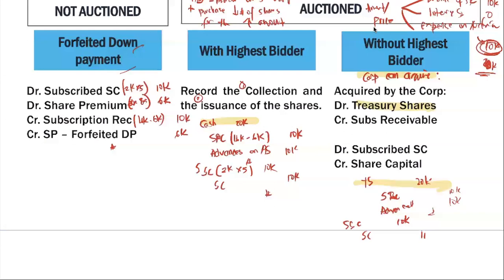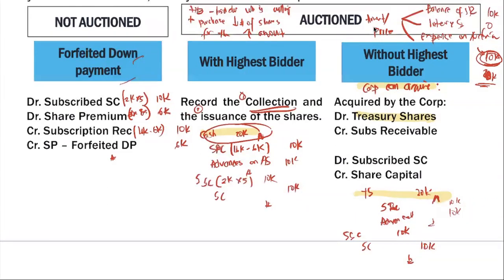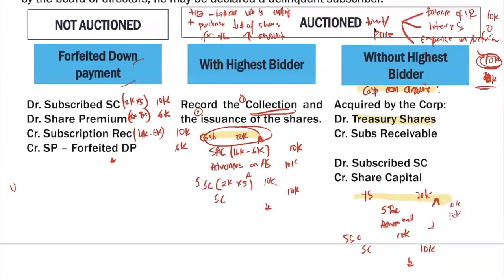So in your auction, the main difference is on the collection. In your collection, if there is a highest bidder, it is cash. If without highest bidder and the corporation can acquire, 20,000. But the question is, what if it is without highest bidder and the corporation cannot acquire?